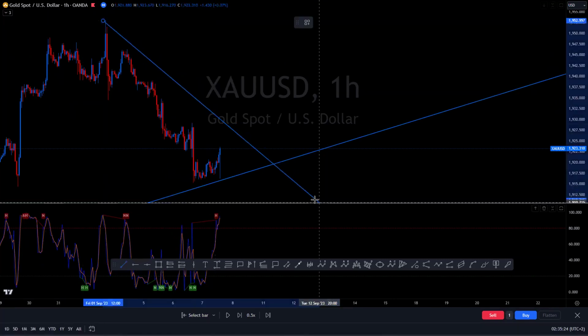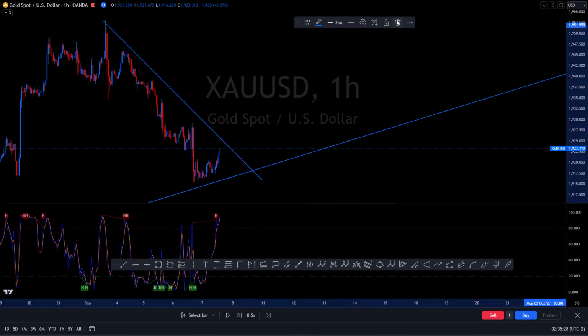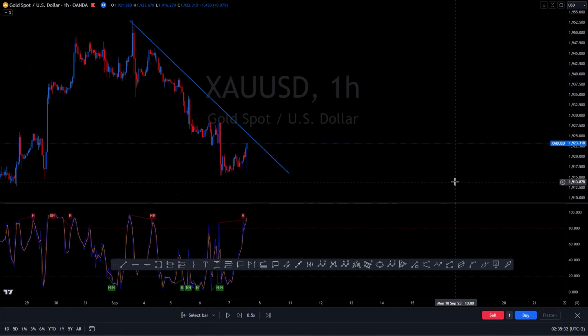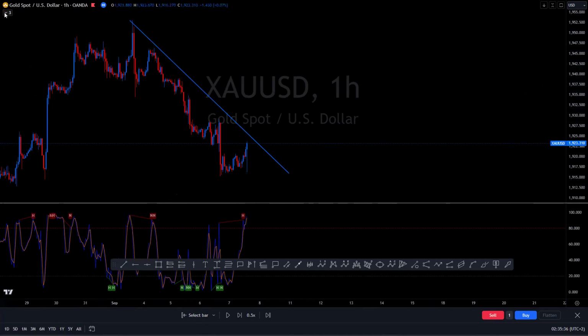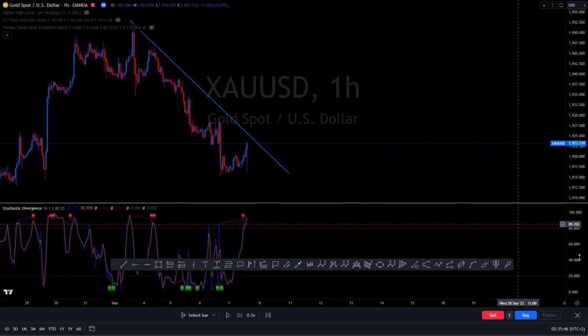So we're going to draw a trend line here. And then we're going to raise this trend line. Now, what we're going to do is turn on the CC trend indicator to make sure we're in line with that, which we are. The lines are pointing downward. So that's another confirmation.